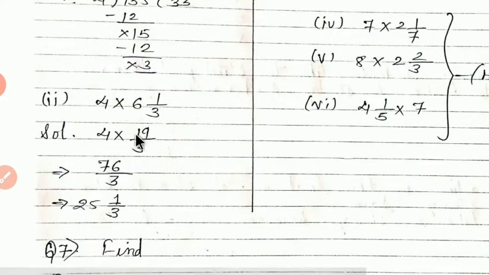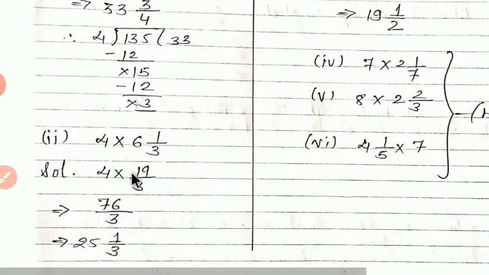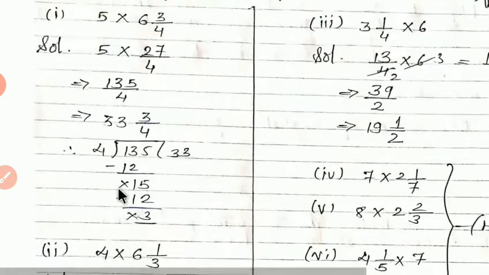Question number 2. 4 into 6 1 by 3. So first we have to change into improper fraction. So 6 3s are 18, 18 plus 1 is 19 upon 3. So 19 4s are 76 by 3. So you have to divide 76 by 3. If you divide you will get 25 as quotient, 1 as remainder and 3 as denominator. You have to write as it is. So 76 by 3 can be written as 25 1 by 3 in mixed fraction. Like this you have to divide. After that you can write easily in mixed fraction.